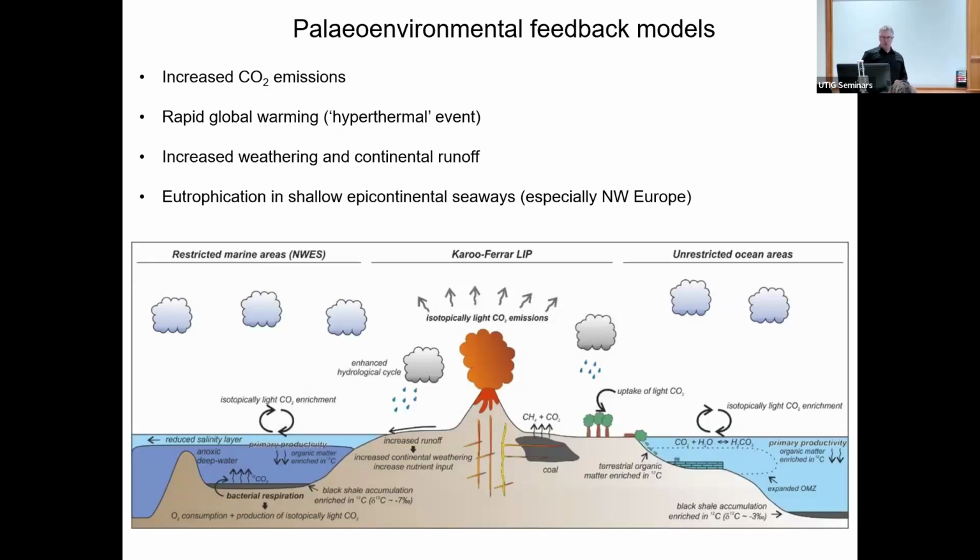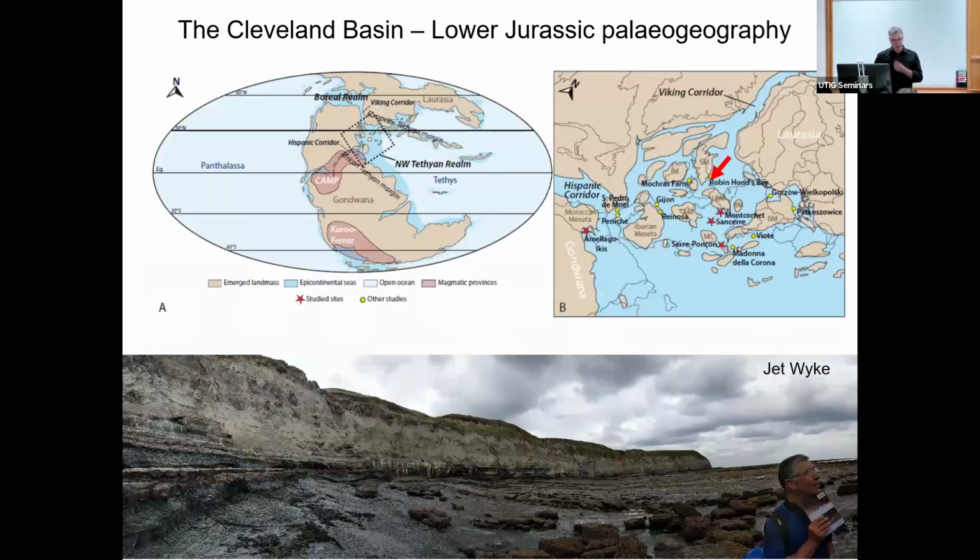But anyway, these sorts of models have predictions as to what we might see in the biological record during this time period. So that's what I'm going to talk about next. And I'm going to go to the heart of the beast in terms of the effects of these perturbations, and that is to an area which is close to where I live, the Cleveland Basin, which is a series of outcrops in a series of beautiful coastal cliff exposures in North Yorkshire.